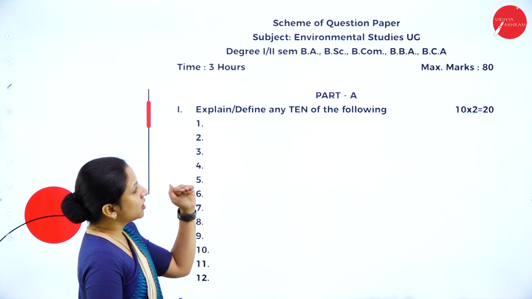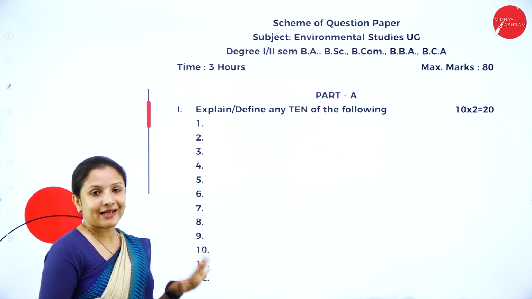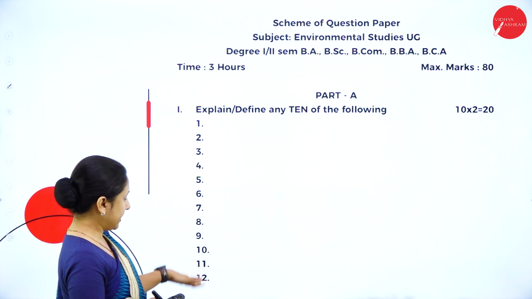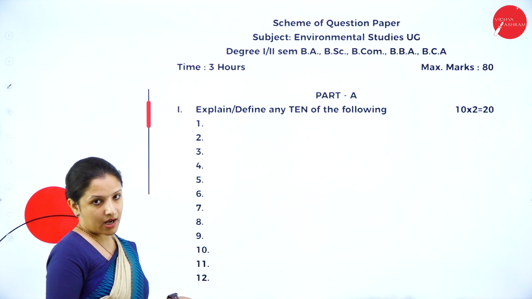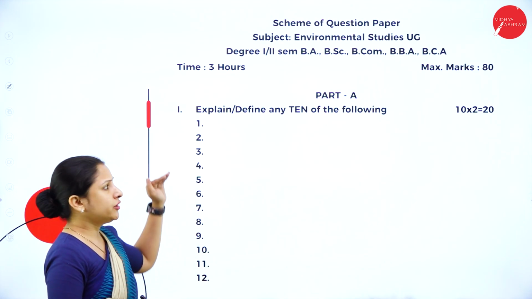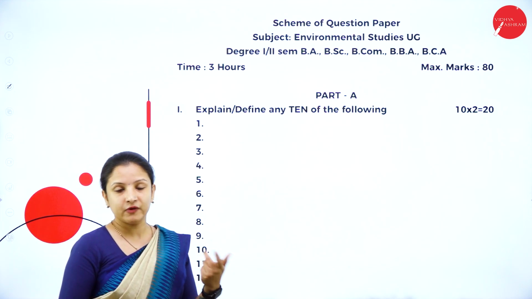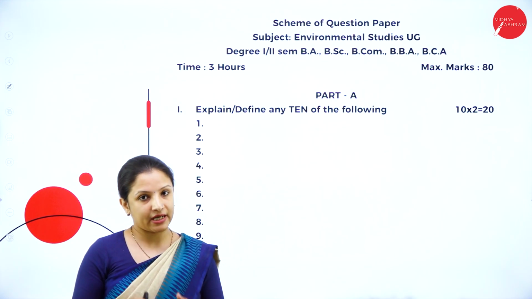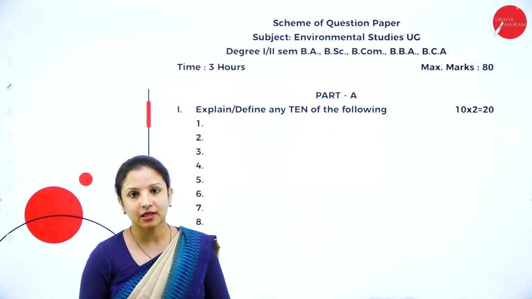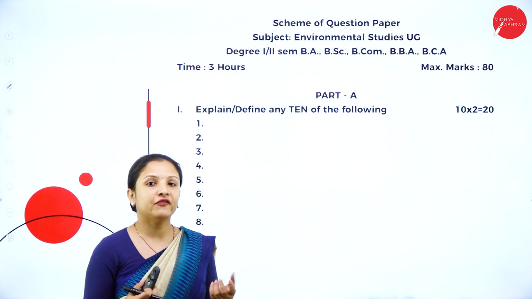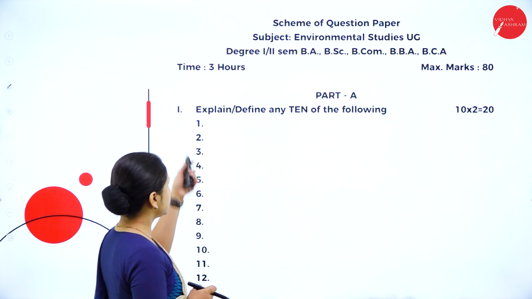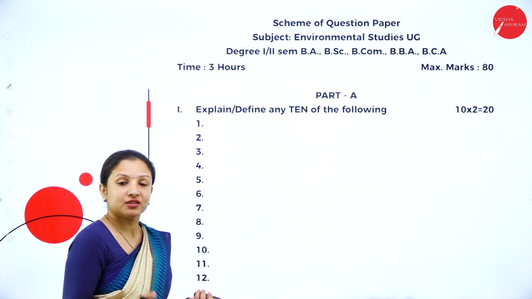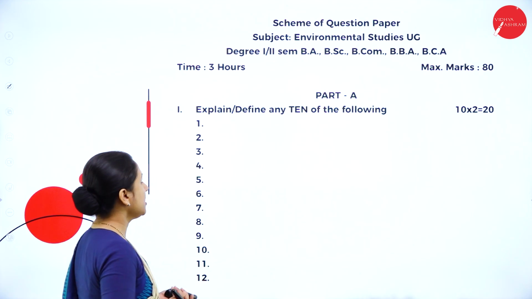In part A, 2-mark questions will be asked. That is, 10 2-mark questions will be asked, wherein out of the 12 that are given, any 10 you need to answer. Each will carry 2 marks. Here usually definitions will be asked, like define ecosystem, or what is biodiversity, what is ex situ conservation. So like that, definitions will be asked. What is sustainable development? What is air pollution? What is pollution? Like that, definitions will be asked.